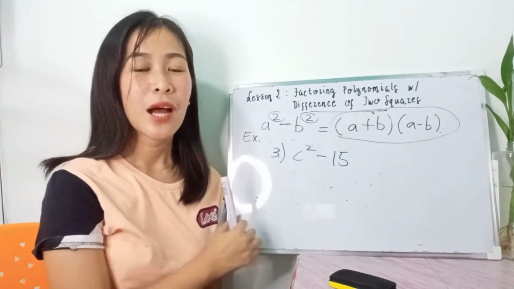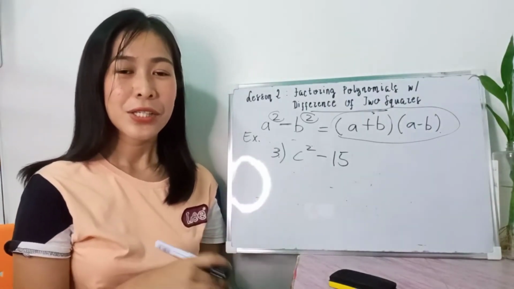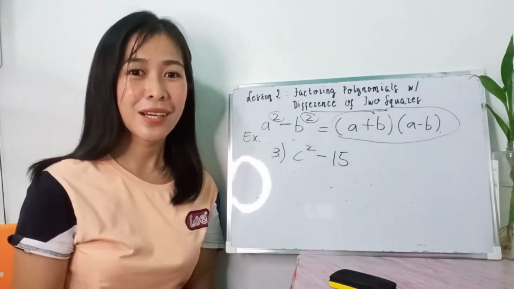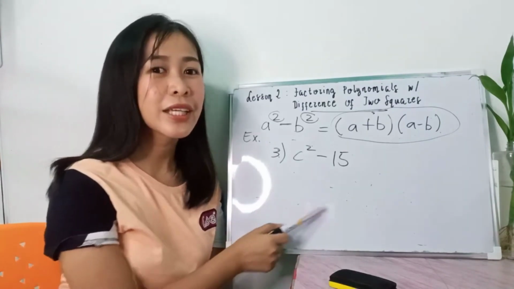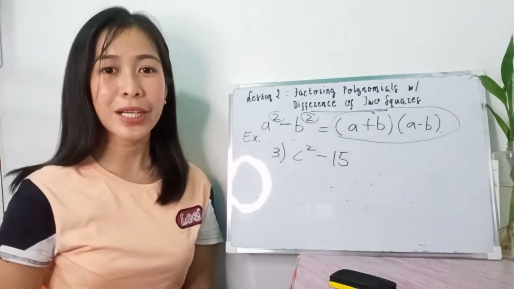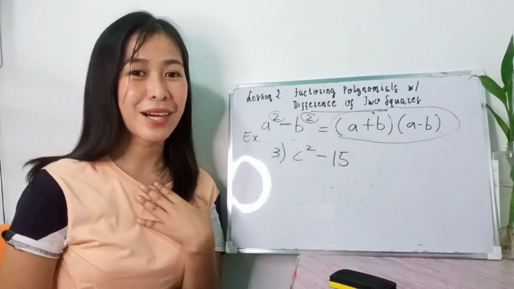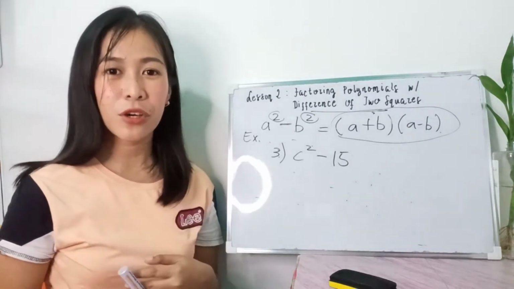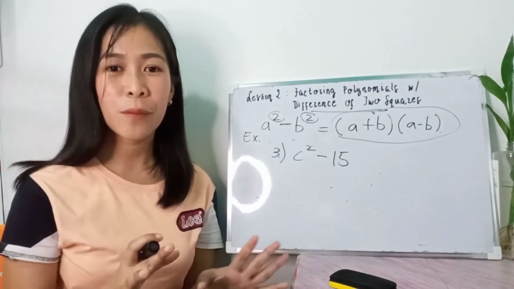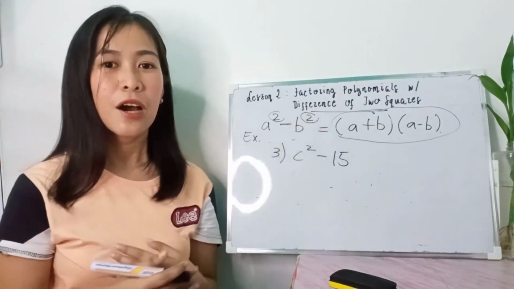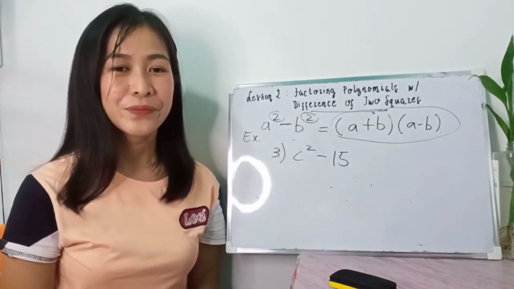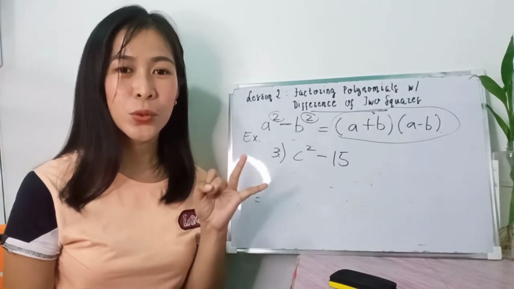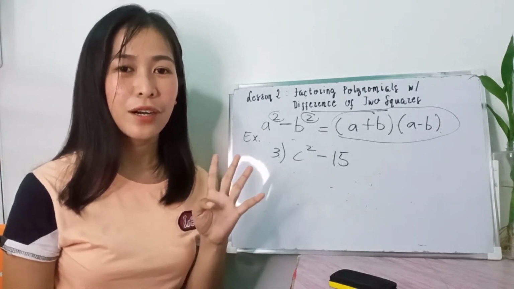Okay, so take a look at our example number 3. We have c squared minus 15. Okay? So, I'm going to allow you to think. Do you really think this is a difference of 2 squares? Okay, bibigyan ko kayo ng 5 segundo para mag-isip. Tanungin ang sarili, perfect square ba to? Or ma-factor ba siya natin using difference of 2 squares? Okay, 1, 2, 3, 4, and 5.